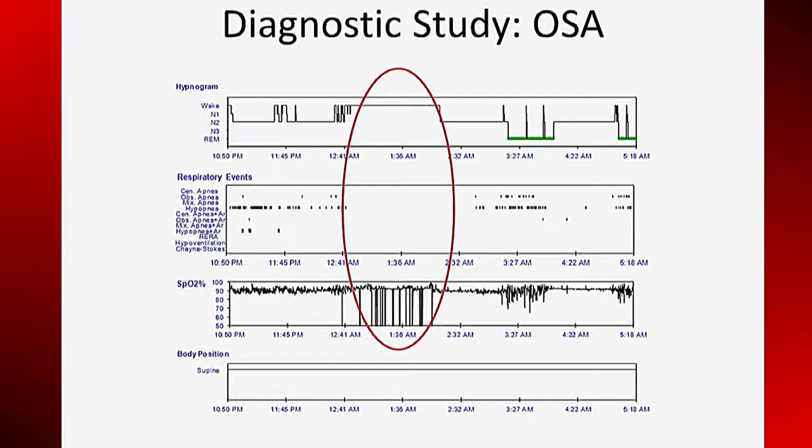The patient is awake during the second stage of the study. He or she is unable to sleep. Note that the oxygen sensor is coming off while the patient is awake. These are artifacts and do not represent desaturations.